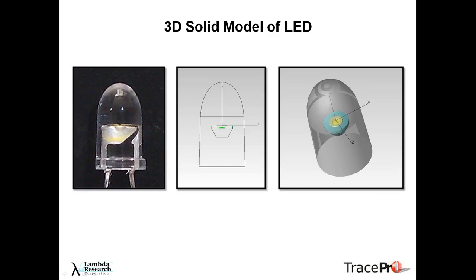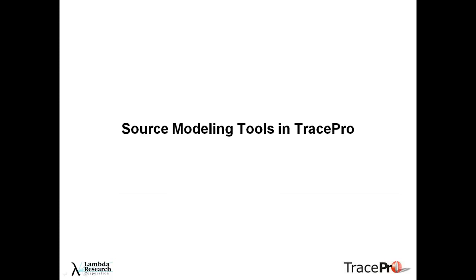So here's that LED model. We see a picture of it. Here it is in a silhouette view, and then a rendered view here in TracePro. Makes it a little easier to see the different components that way. So let's jump back here and take a look at a couple of the tools that we have available to help you set up your source models in TracePro.